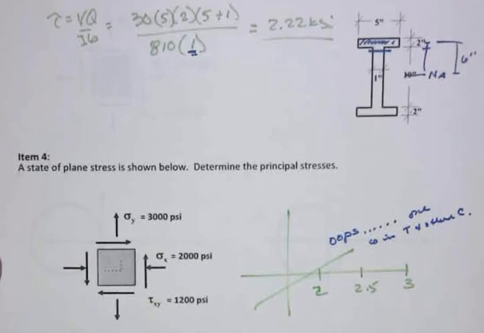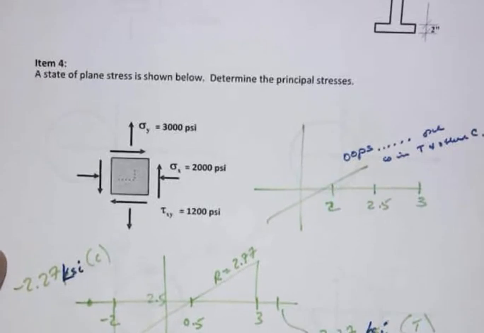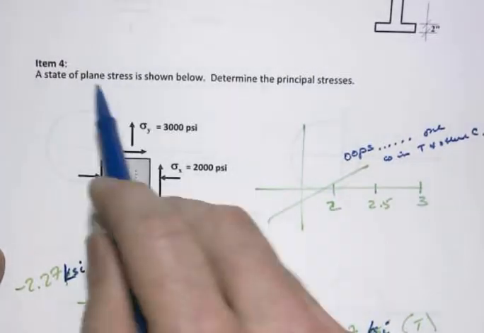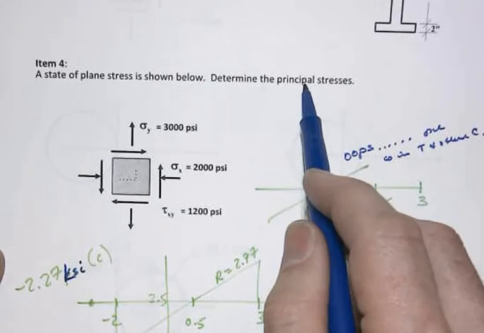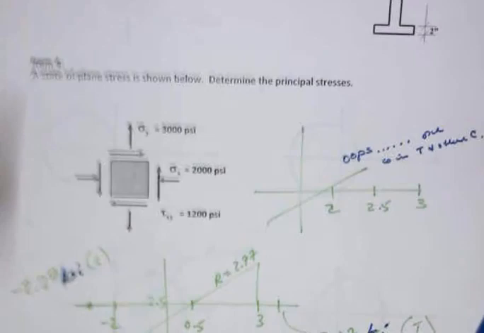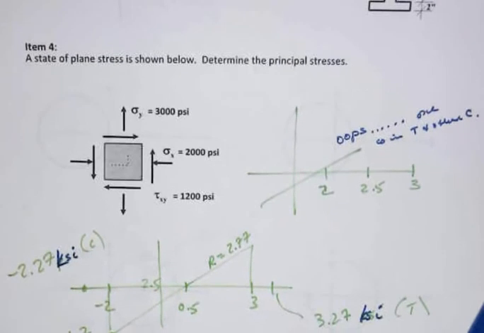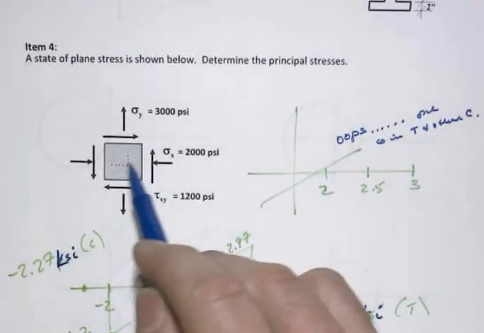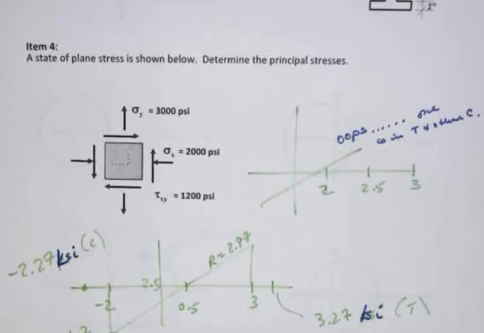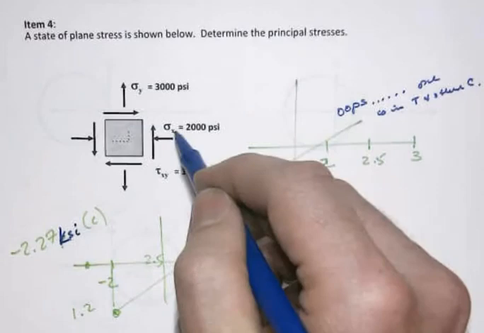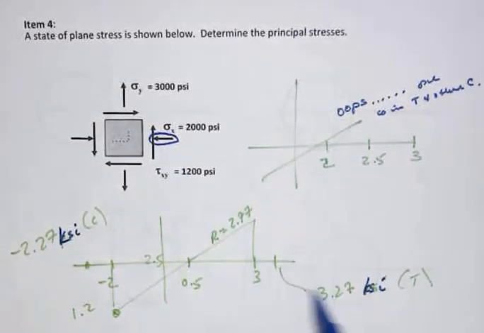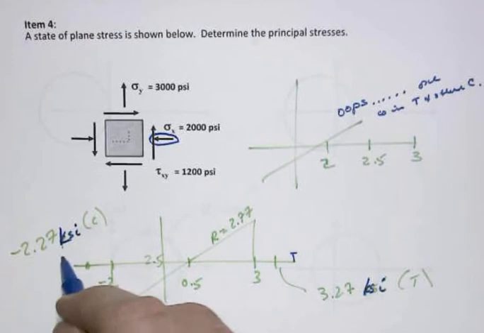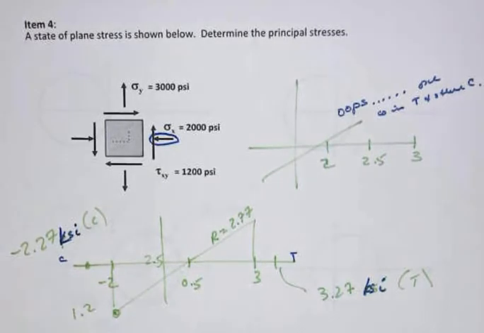For item 4, we're now into a plane stress situation. We're asked to find the principal stresses. That means the maximum and minimum normal stresses, not the maximum shear stress. That's not a principal stress. The quickest way to do this is to plot out Mohr's circle. A big key that a lot of people sometimes make a mistake on is forgetting that compression has to go on the opposite side of tension. I've chosen to draw tension to the right and compression to the left, so calling compression negative.